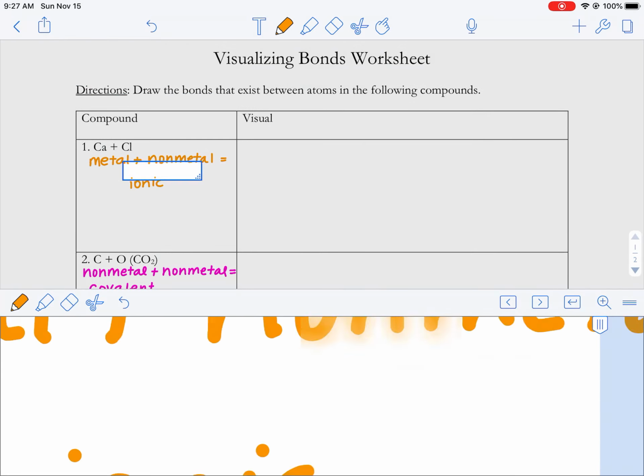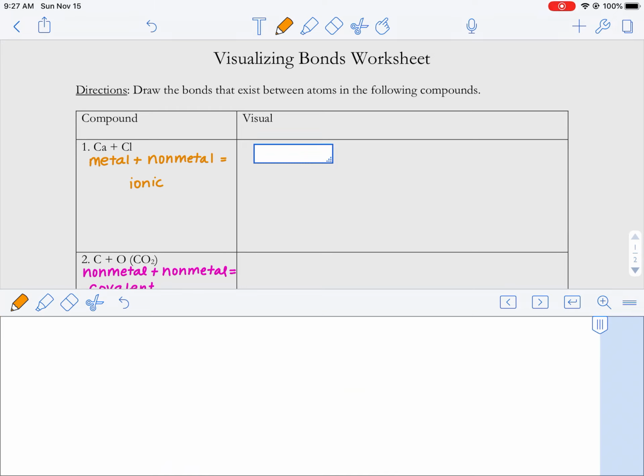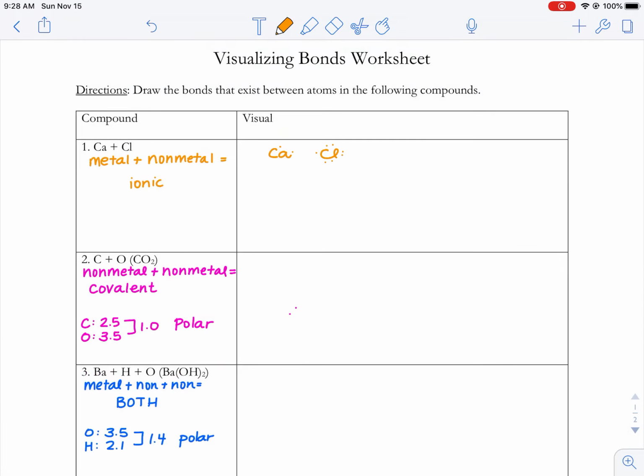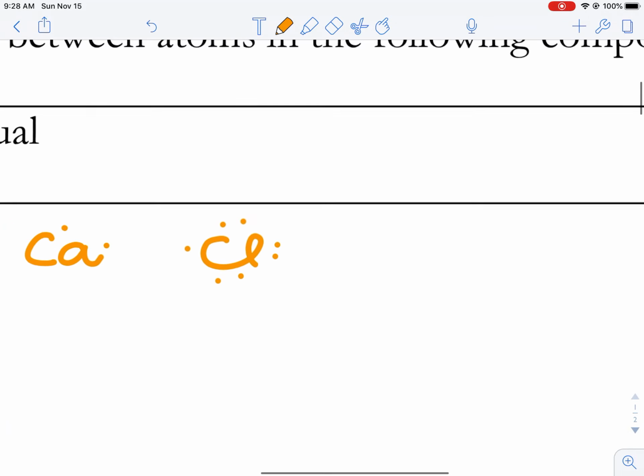All right, so we've already decided that when we have a compound between calcium and chlorine, those atoms will be held together with an ionic bond because we have a metal and a nonmetal. In an ionic bond, the metal loses its electrons, the nonmetal gains it, and that's what my visual needs to show. Calcium's in group 2, it has 2 dots around it. Chlorine is in group 17, it has 7 dots around it.